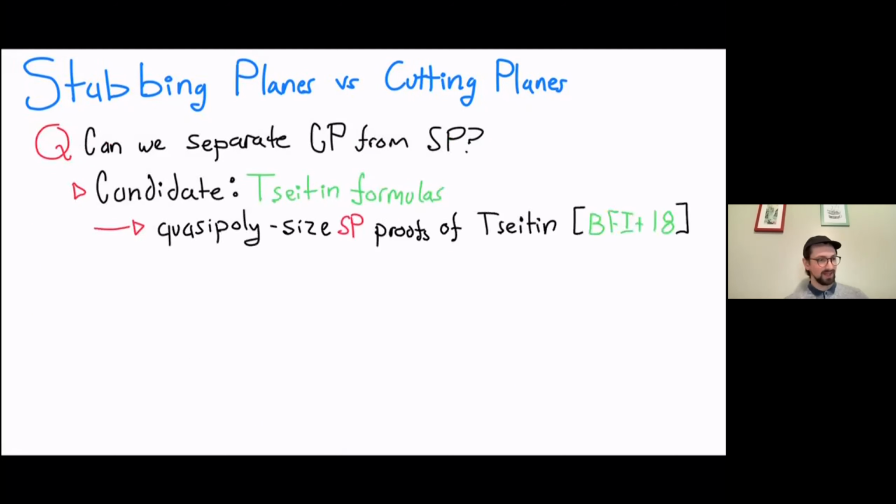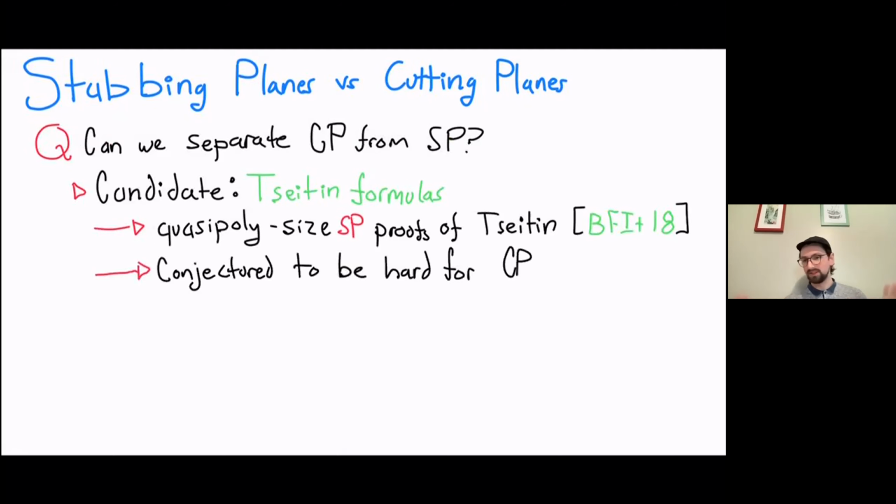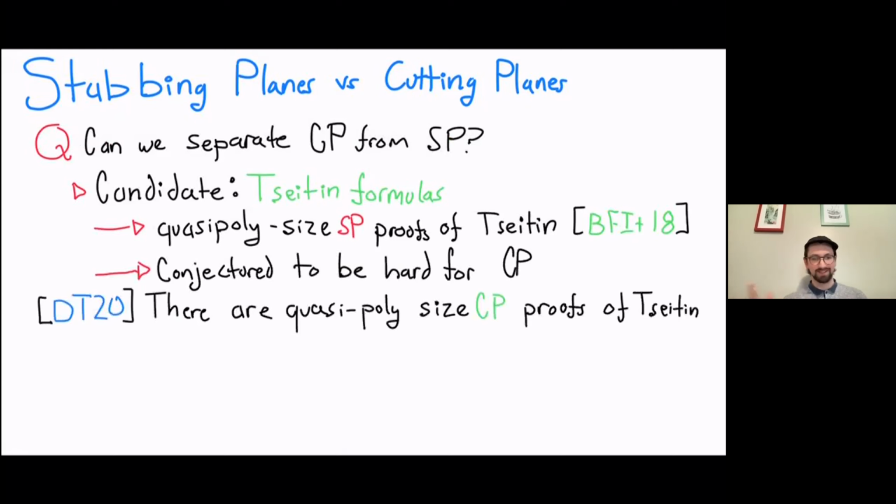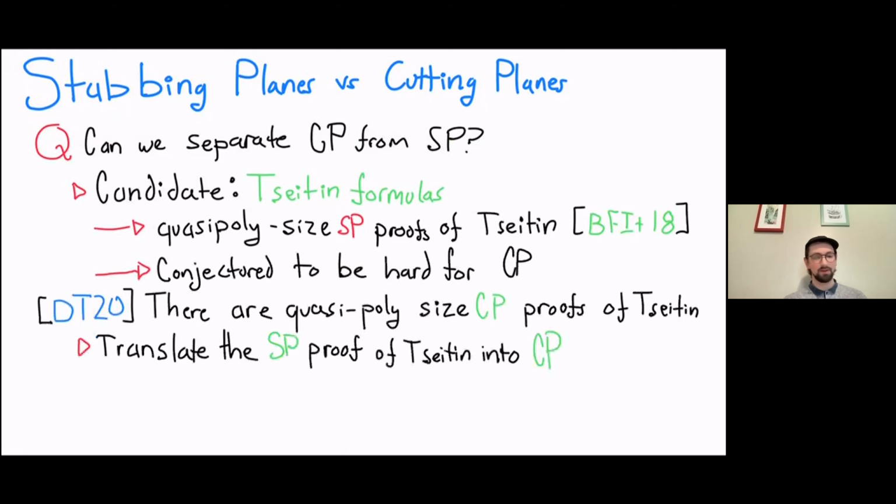There are quasi-polynomial size stabbing planes proofs of the Tseitin formula. We showed this in the 2018 paper, and they were conjectured to be hard for cutting planes for ages. This was even in the initial paper that proposed the cutting planes proof system. Dadush and Tiwari showed in a really surprising work that there are quasi-polynomial size cutting planes proofs of Tseitin. How did they do this? Well, they showed that these stabbing planes proofs of Tseitin could be translated into cutting planes.